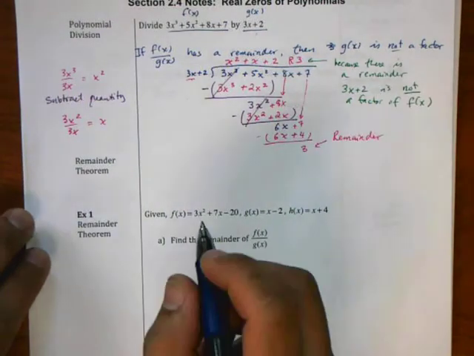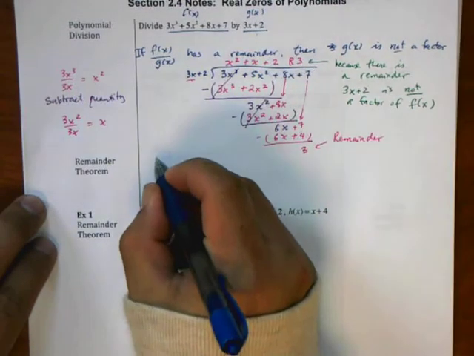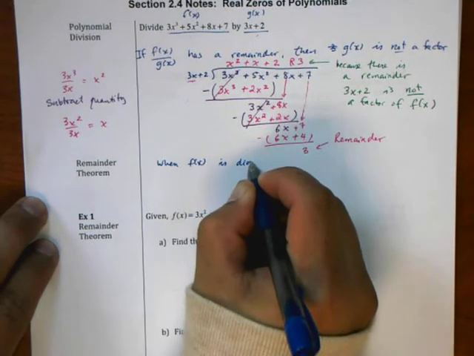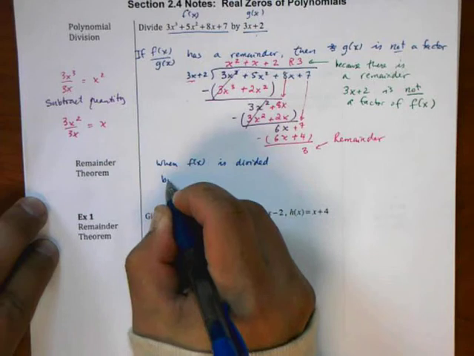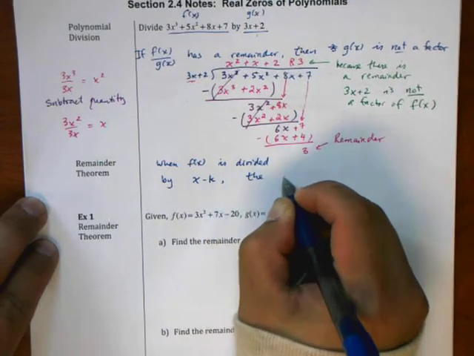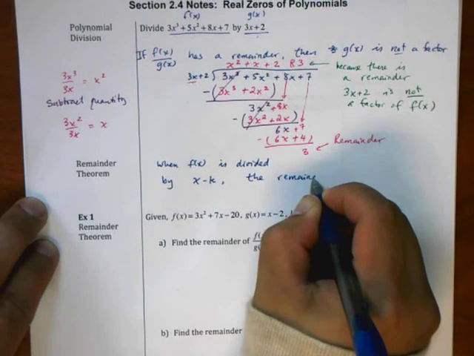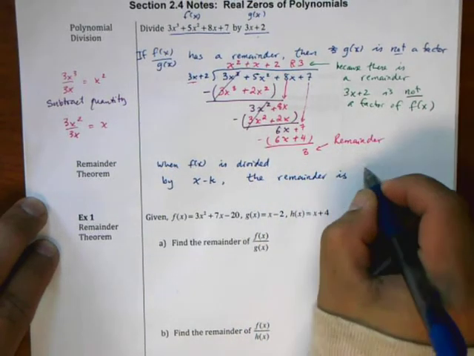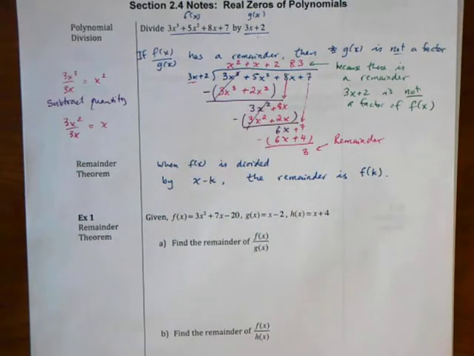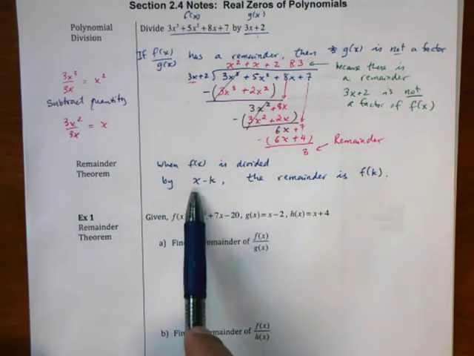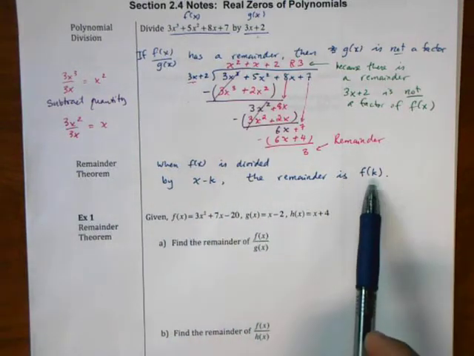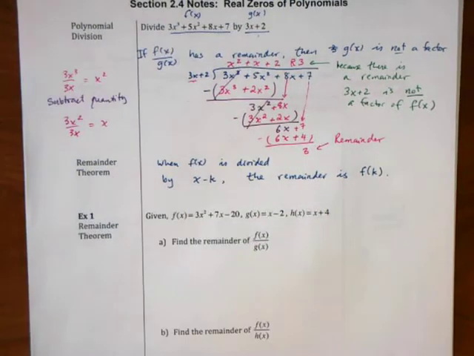Now we want to talk about the remainder theorem, which says when f of x is divided by x minus k, the remainder is f of k. In other words, if you want to take the polynomial divided by some other expression and get the remainder, there's a quick way to do that. You just plug this k into the f of x function.